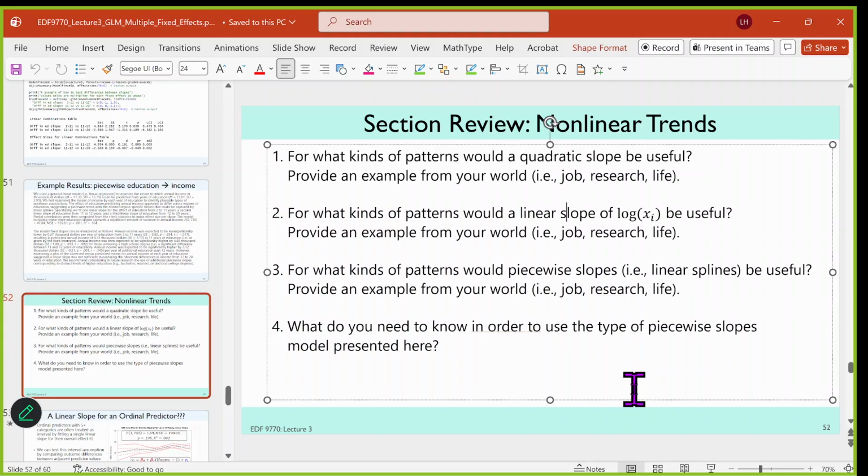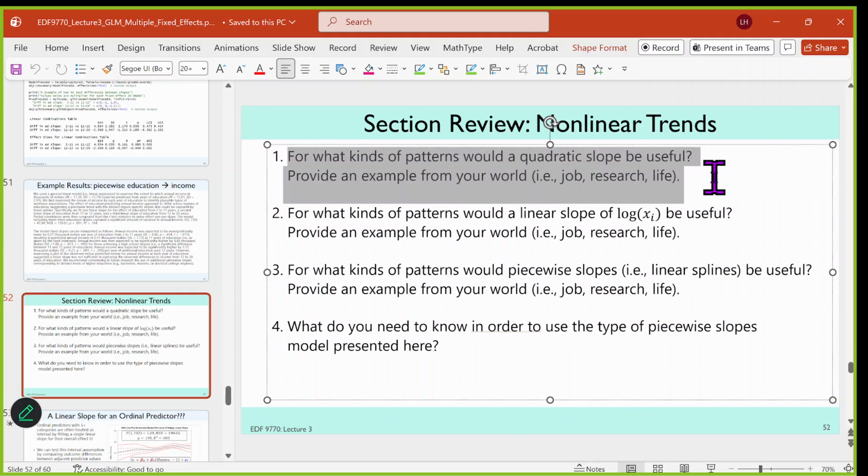Does that sound familiar? Trying to get our heads back into this sort of space. I know it doesn't happen instantly. So this one then is about the nonlinear trends section. So first one here. For what kind of patterns would a quadratic slope be useful? Like when would you do this in life? Your research life. To be clear, not at Myrtle Beach.